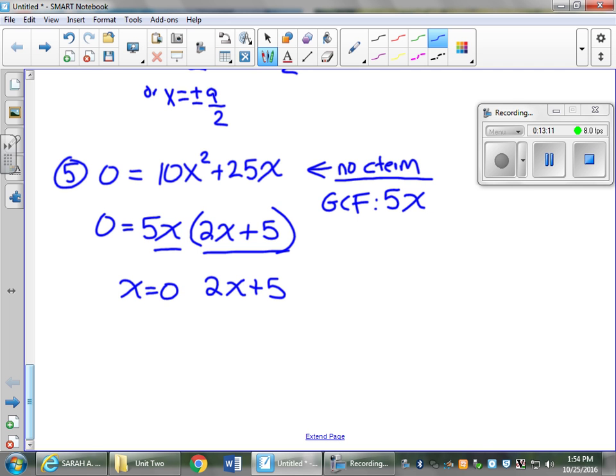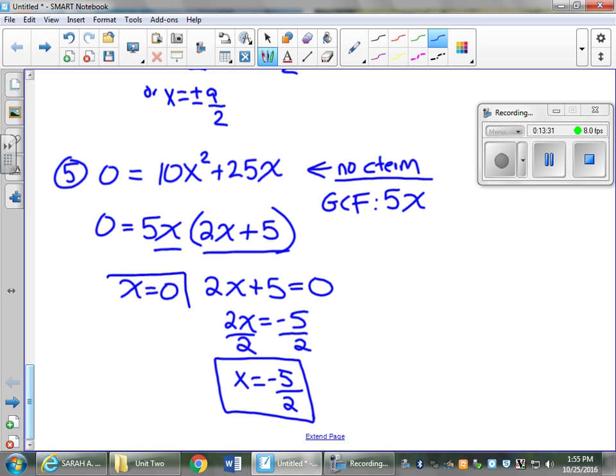When you set x equal to 0, that's done. You can't solve anything there. X equals 0 is automatically one solution. The other solution, I'm going to subtract the 5 and divide by 2, and x will equal negative 5 over 2. That is going to be much quicker than the method you'll learn tomorrow called the quadratic formula, which is that long formula you learned in Algebra 1. So it's much better when there's no C term to use the factoring strategy.